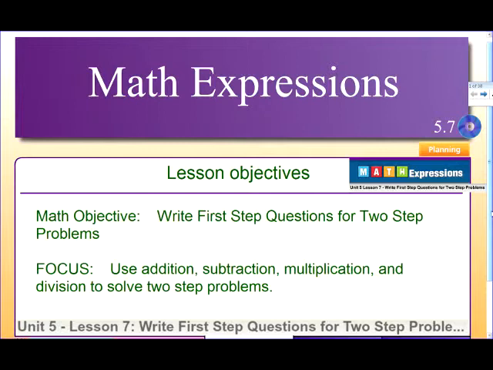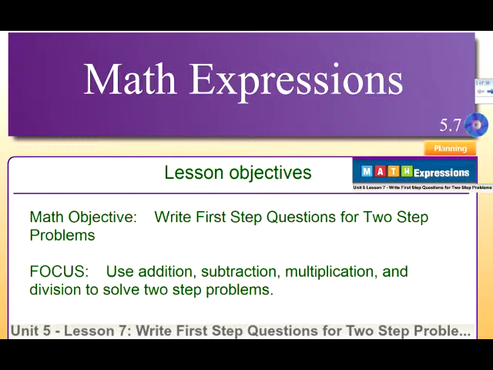Today's lesson is from Math Expressions, lesson 5-7, writing first step questions for two-step problems. We're going to be using addition, subtraction, multiplication, and division to solve two-step problems. So be aware of the order of operations and be able to do them in a two-step problem.